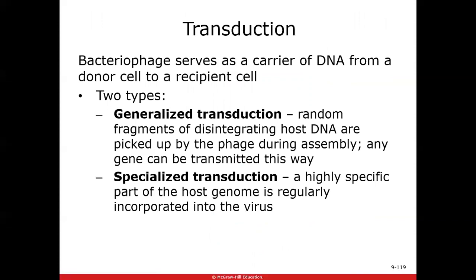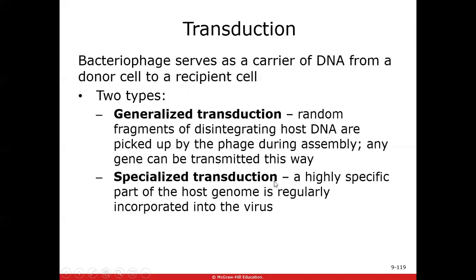So transduction, bacteriophage. Bacteriophage are viruses that infect bacteria. So bacteriophage, which are viruses that infect bacteria, serve as a carrier of DNA from a donor cell to a recipient cell. So two different bacteria can actually get transferred DNA from one to the other via a virus. So there's two types: generalized transduction, that's random fragments of disintegrating host DNA are picked up by the phage or the virus during assembly. Any gene can be transmitted this way.